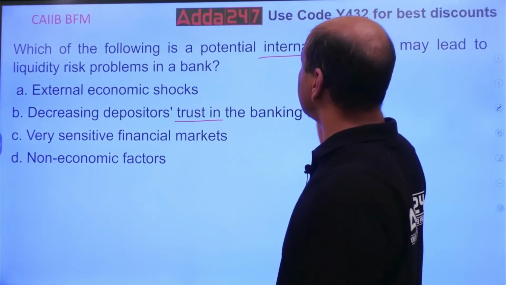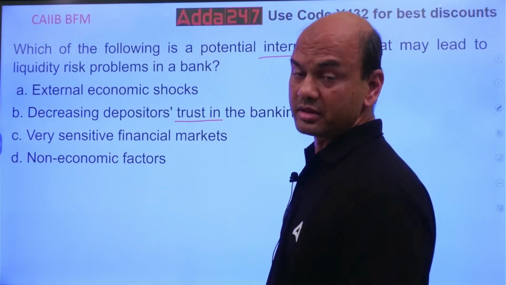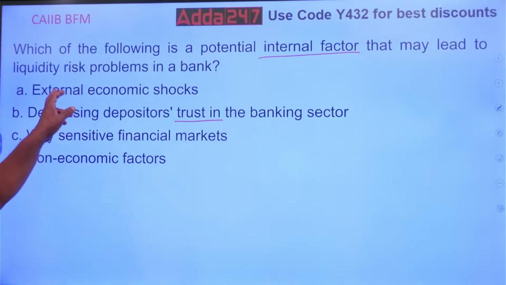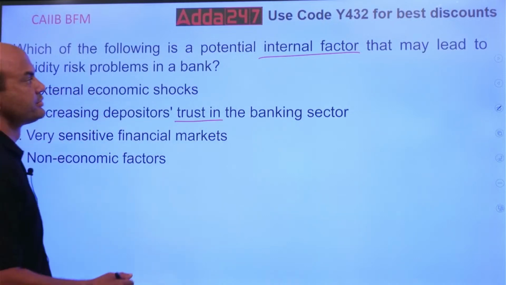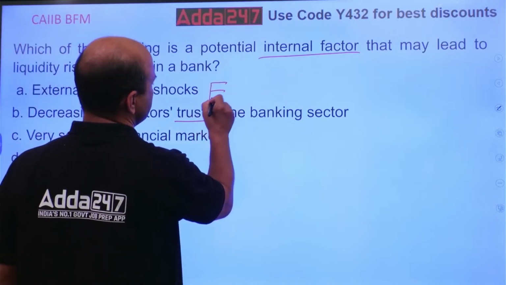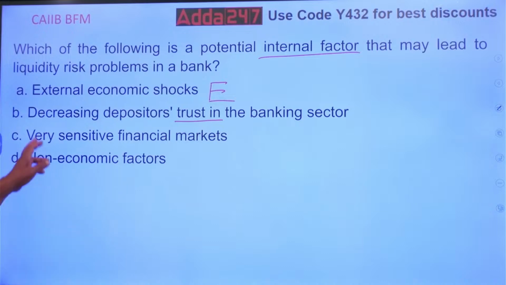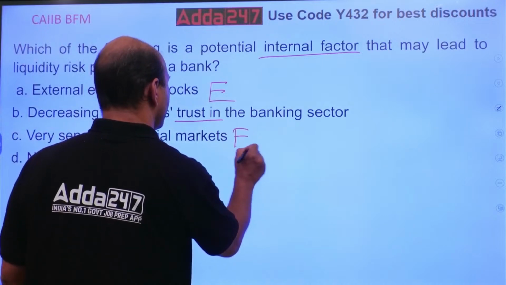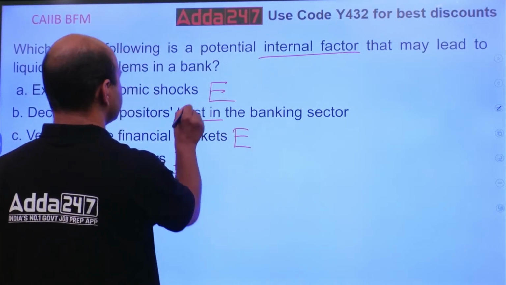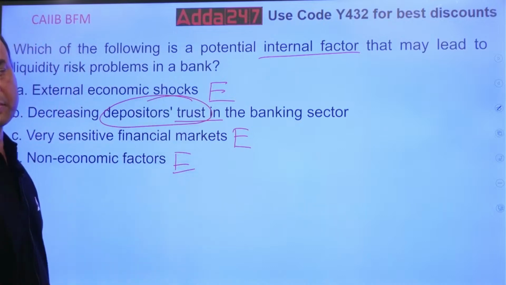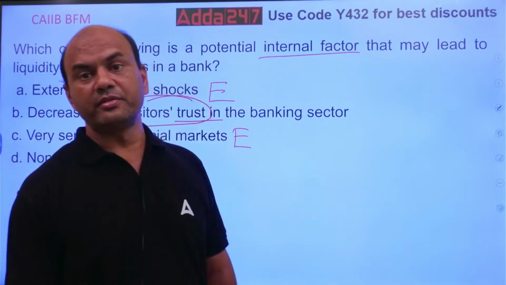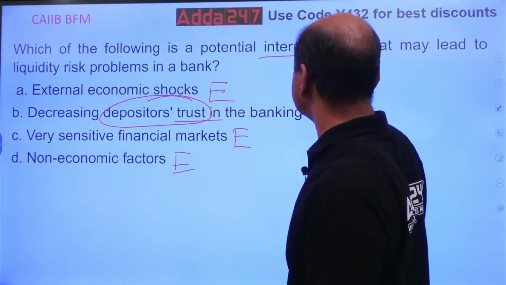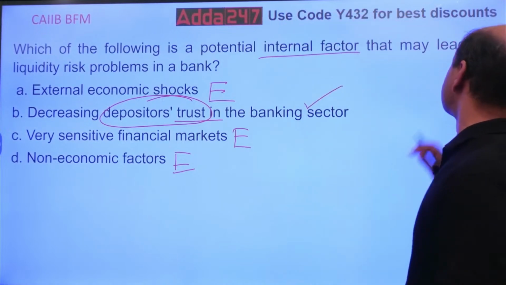So, which of them are the internal factors? Internal. So, which are internal over here? Here, economic shocks. This is external factor. So, you want internal. So, this is external. Very sensitive financial markets, external. Non-economic factors, external. Only this depositors' trust is the main problem internally. If that is gone, then the bank is in trouble. Okay. So the answer over here is this. Decreasing depositors' trust.